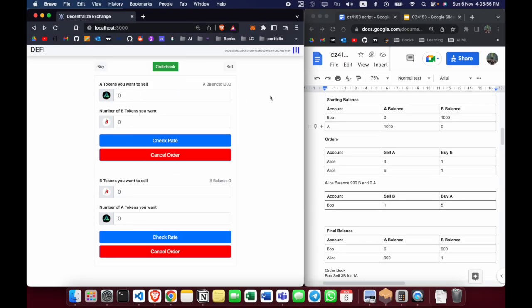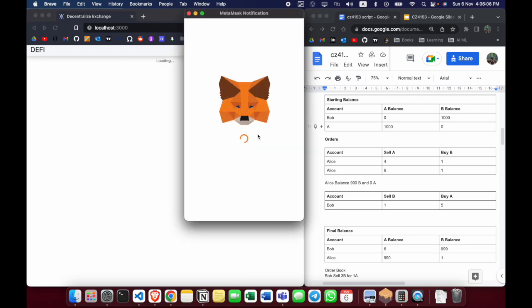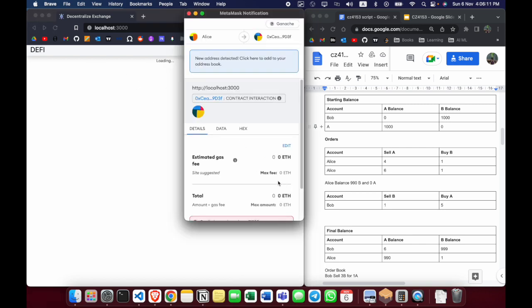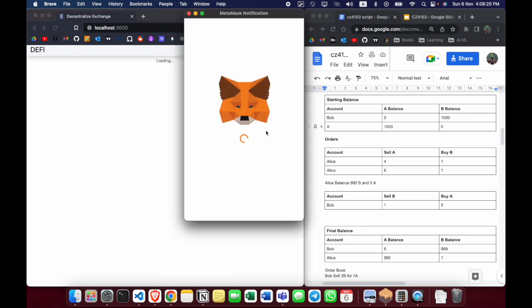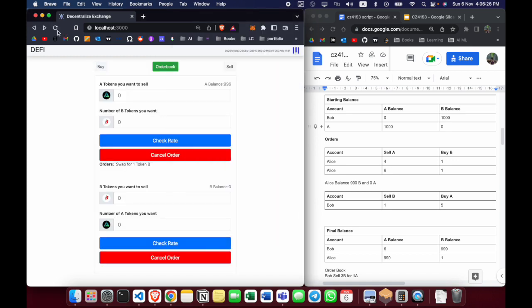So this is Alice. She has an initial A balance of 1000 tokens. So she will submit 2 orders. She would like to sell 4 of her A tokens for 1 B token. So the balance will minus 4. And now the balance will be minus 6.